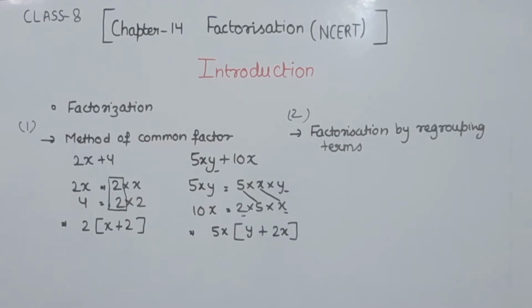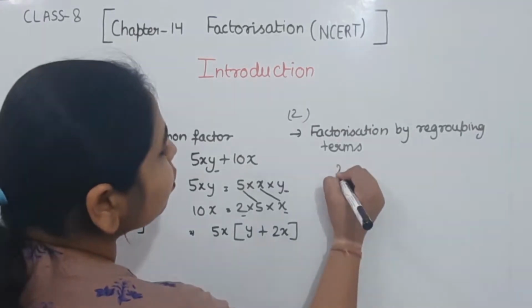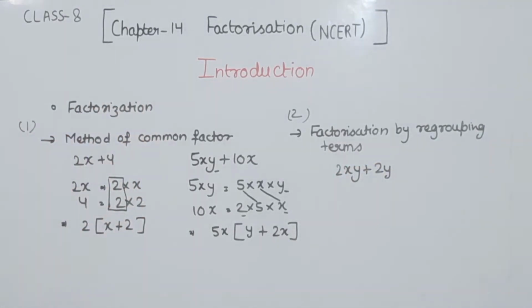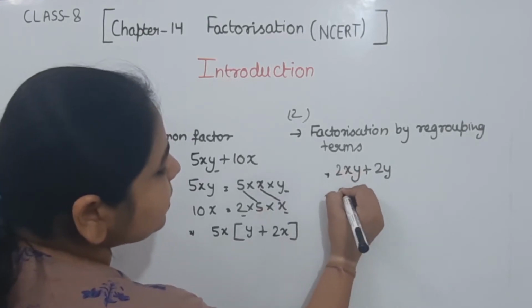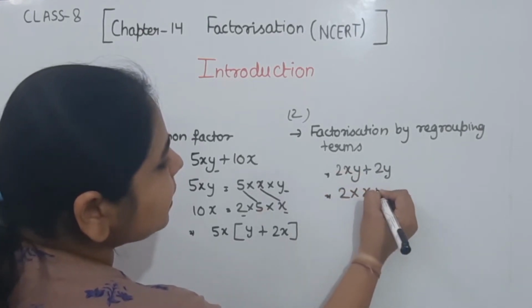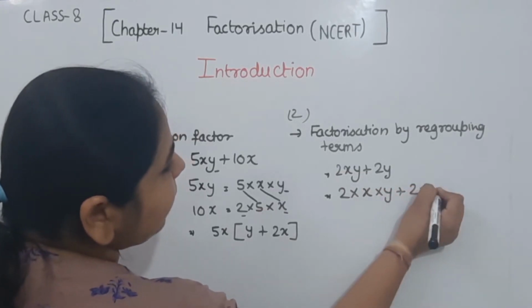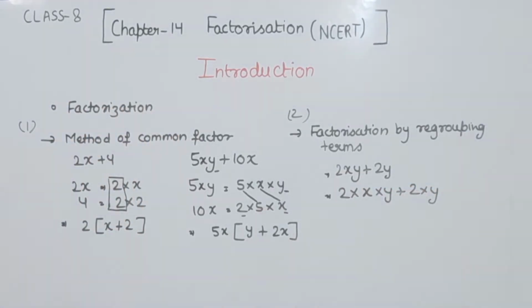I am taking the example as the 2xy plus 2y. This one I have taken as the example. Now I am going to find the factors of this one. So I am going to write here the factors. This is the 2 multiplied by x multiplied by y plus 2 multiplied by y. So these are the factors we are having here.